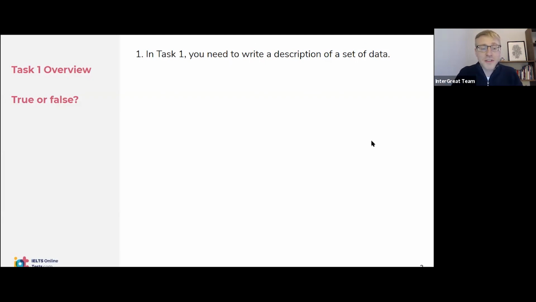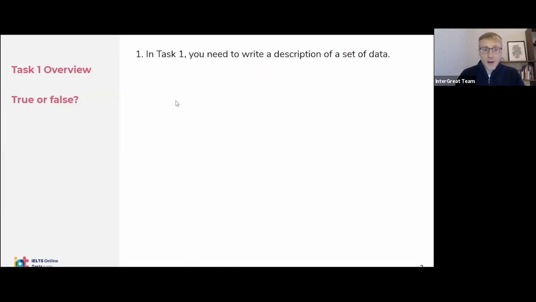I'm going to show you some statements, and I'd like you to tell me if the statement is true or if it's false. So Neo, I can see you're ahead of the game here. For number one, in task one, you need to write a description of a set of data. Is that true or false? Yeah, absolutely true. You need to describe a set of data.